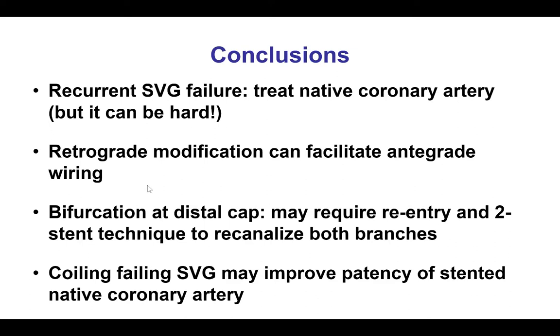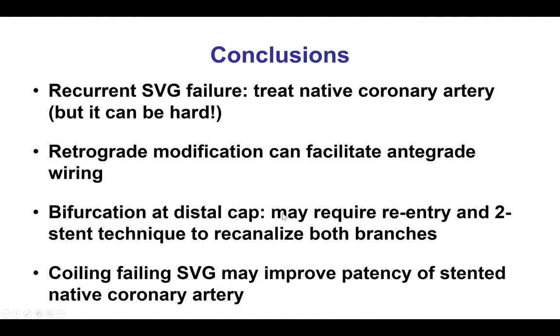The first is that recurrent vein graft failure can be treated by recanalizing the native coronary artery, but this can be fairly tough, as was the case in this patient. The second is that when there's difficulty advancing the antegrade wire through areas of tortuosity, doing retrograde modification by advancing a retrograde knuckle or a retrograde wire through the proximal cap can facilitate wiring with the antegrade guide wire.